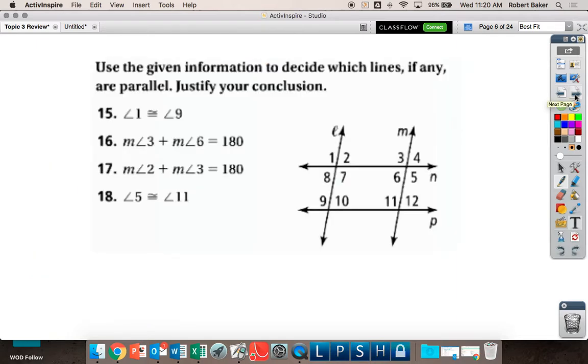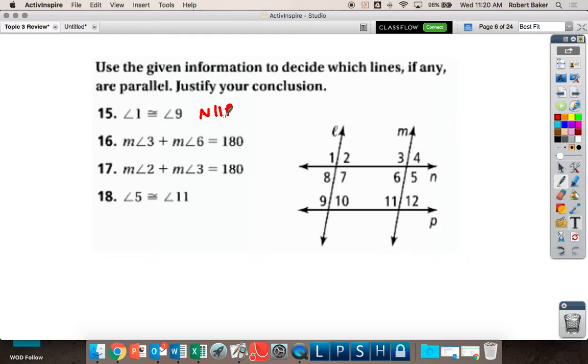Use the given information to decide which lines, if any, are parallel. So we have 1 and 9 are congruent. Does it prove any lines are parallel? N and P. Right? This would prove factually that N and P are parallel. N is parallel to P.